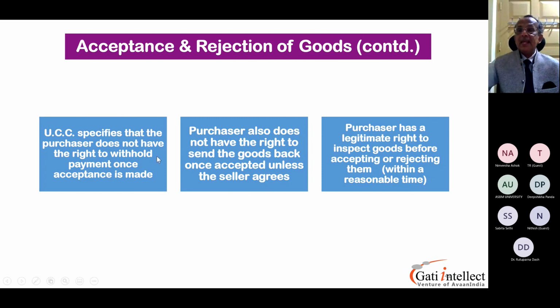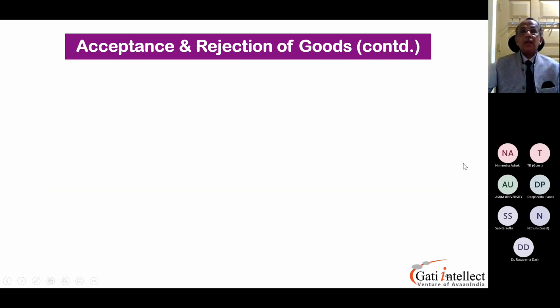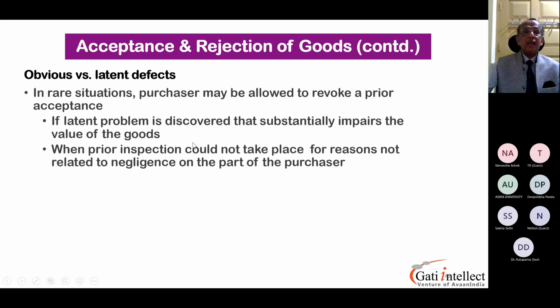The purchaser has a legitimate right to inspect the goods before accepting or rejecting them, within a reasonable time. This reasonable time is very important, and we are going to move into that. Reasonable time also has to be agreed well in advance. Now, obvious and latent defects. In a rare situation, the purchaser may be allowed to revoke prior acceptance if a latent problem is discovered that substantially impairs the value of the goods, when prior inspection could not take place for reasons not related to negligence on the part of the purchaser.